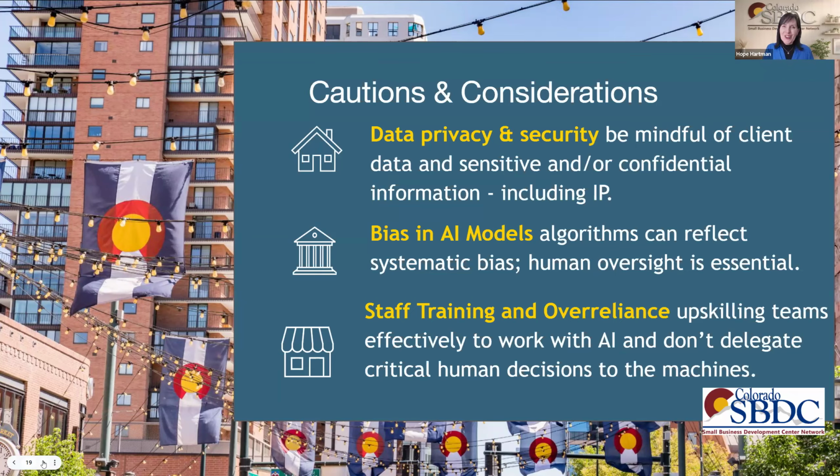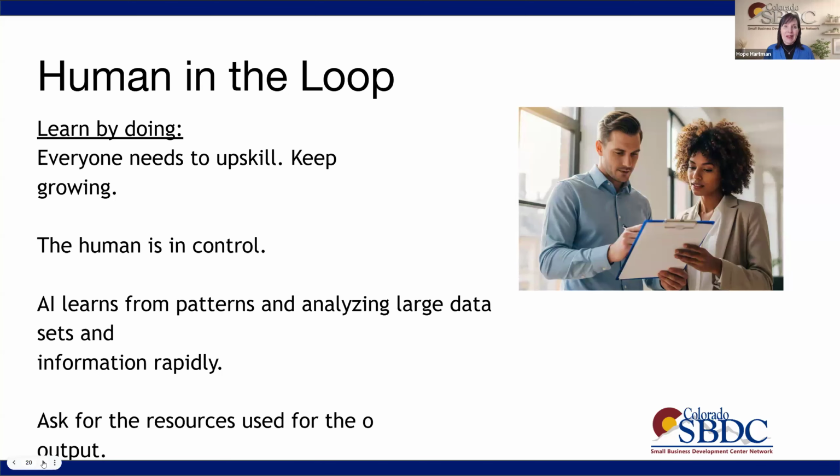So again, a few things for you to consider as you consider where you're at, what stage you're at, and how you want to move forward. So again, coming back to the importance of the human in the loop, we're all learning by doing. Everyone needs to upskill across industries, across roles. We need to keep growing. And that's part of why the SBDC is here for you, to help you continue to grow personally and professionally. But remember, with AI, the human is in control.